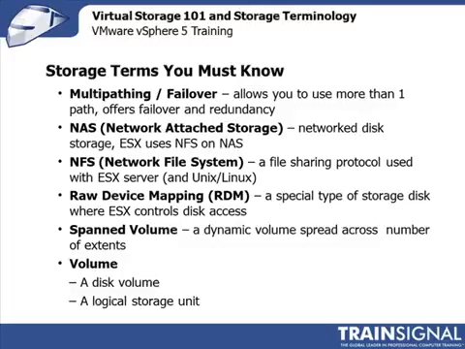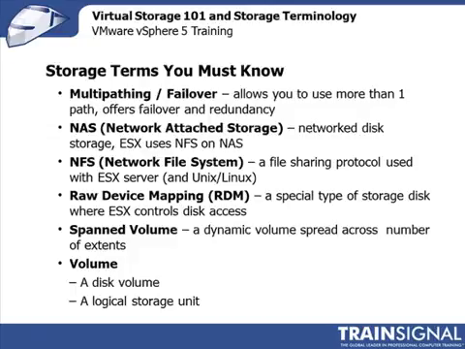Multipathing failover allows you to use more than one path to the storage, offers failover and redundancy. NAS, network attached storage, is networked disk storage that ESXi uses. It uses either NFS or NAS for that matter. NFS is network file system. It's a file sharing protocol used with ESXi and Unix/Linux servers.